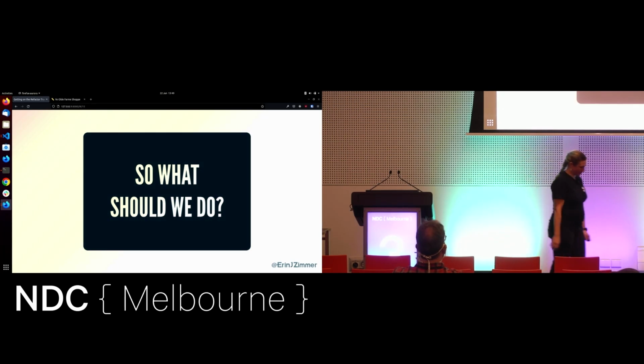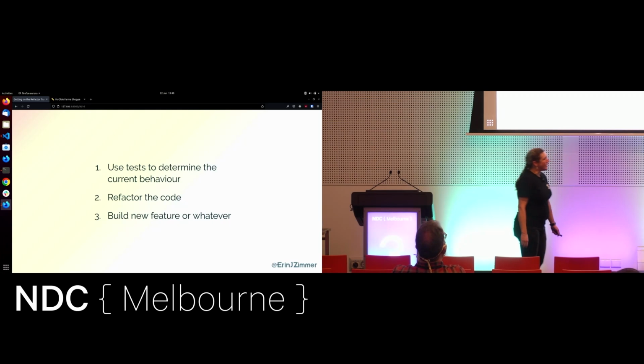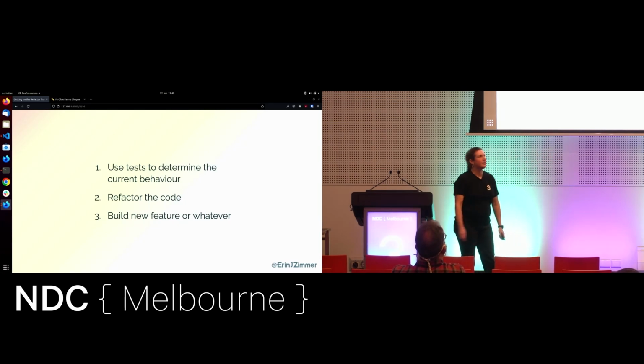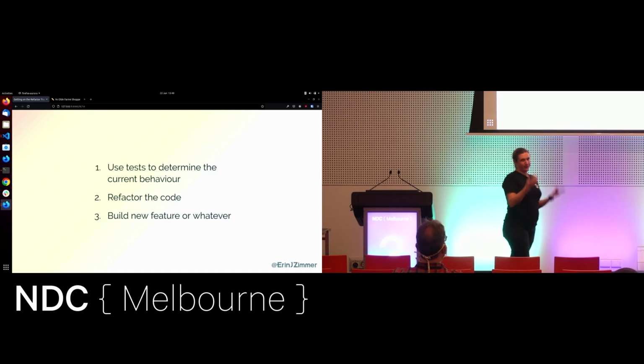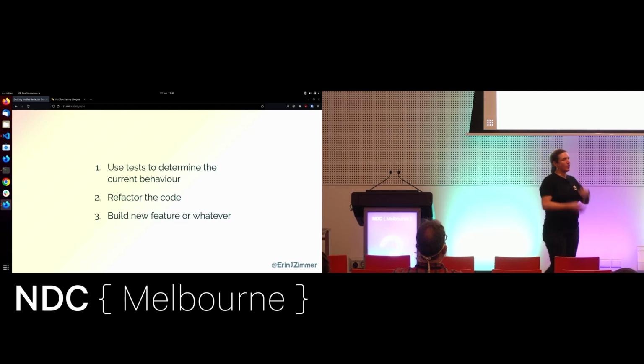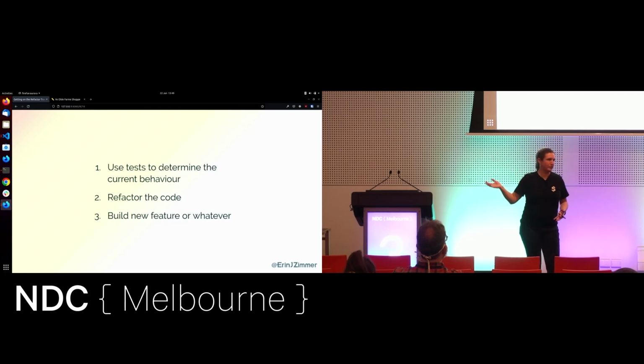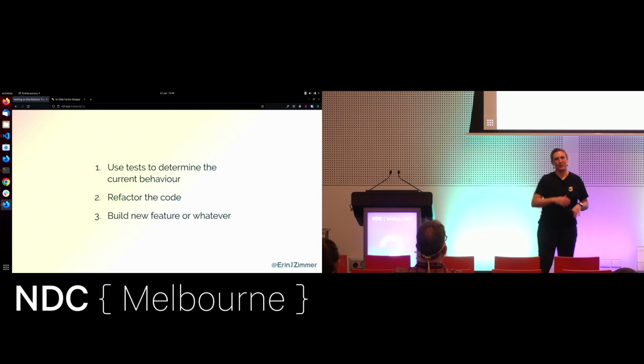We decided to do this refactor. I like to follow sort of a 3-step process. The first is that we're going to use tests to determine the current behavior. Then we're going to go and refactor the code. And then we're going to go and do our actual change. Now, for this demo, we're not going to do the change. I'm sure you all know how to do a change in code. We'll just do the first 2 steps.